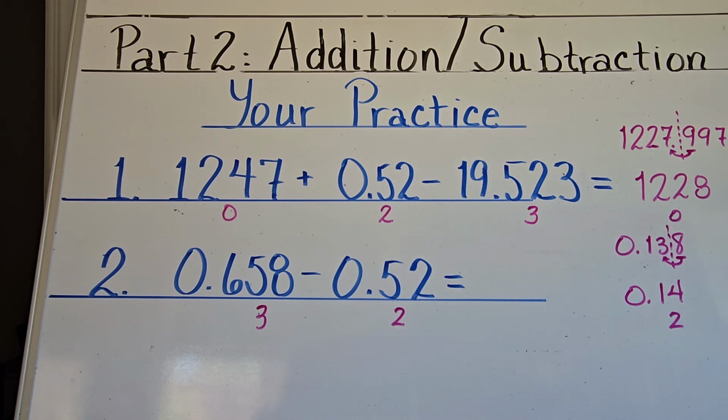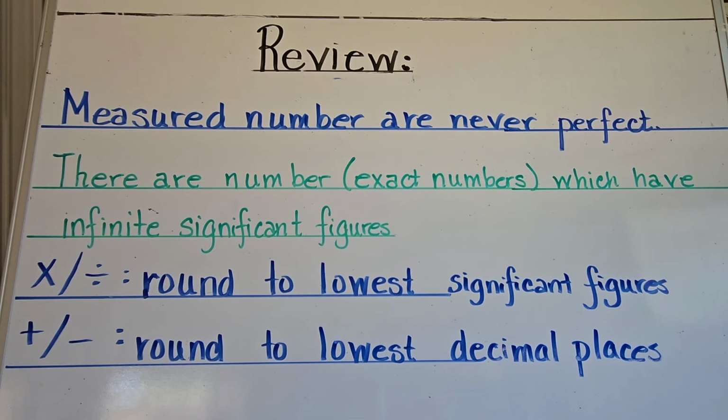Hopefully you did well on this. If not, go ahead and do those blue practice sheets in your notes, and we will wrap up with a review. Let's wrap up with a quick review. Measured numbers are never perfect. They always have some uncertainty. There are numbers, however, called exact numbers, which have an infinite number of significant figures. These are numbers which are based on a definition or something like that which is exact. These exact numbers will never play a role in how we round our calculation.